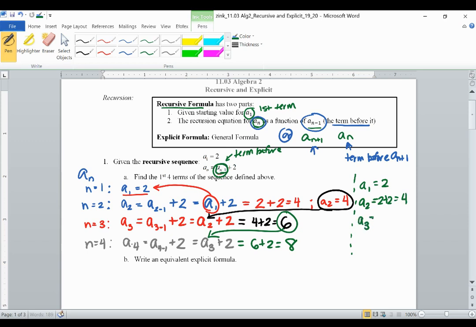For a sub 3, I'm going to take the term that comes before the one I'm working on and add 2 to it. So the last term I did was 4. Just add 2. That gives me 6. And then I want to find a sub 4. So again, I want to take the term before it and add 2 to it. So I'm going to take 6 plus 2. That gives me 8. So my first 4 terms would be 2, 4, 6, 8.